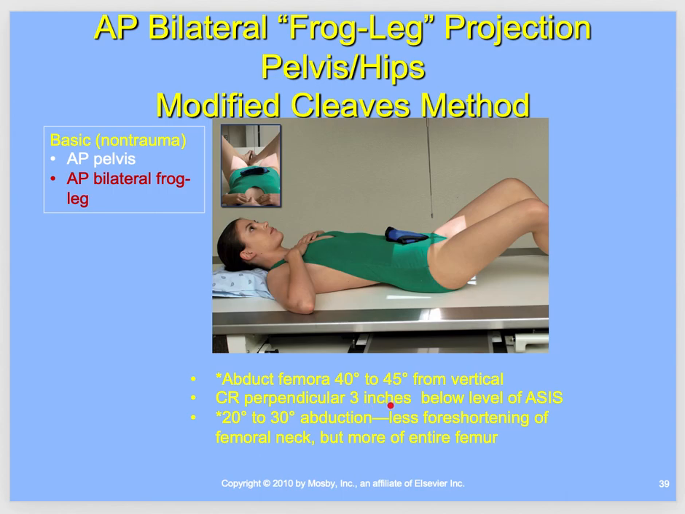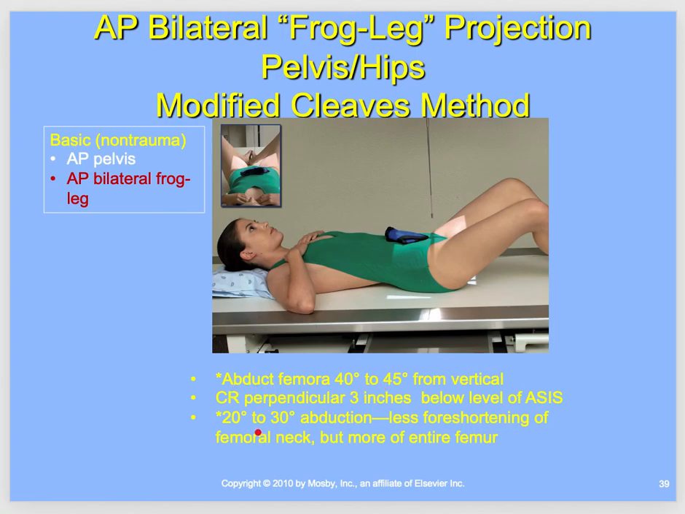So central ray is perpendicular, 3 inches below the level of the ASIS. So you are farther down the ASIS than midway between the pelvis, the symphysis pubis, and the ASIS. So just a little bit farther down from that ASIS, another inch. And then you're going to do 20 to 30 degree abduction, is less foreshortening of the femoral neck, but more of the entire femur.